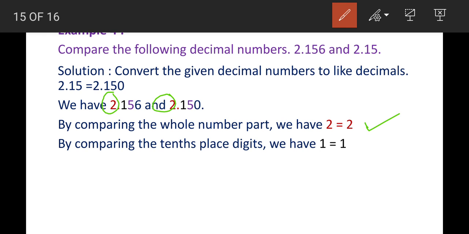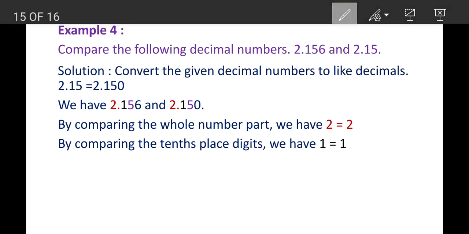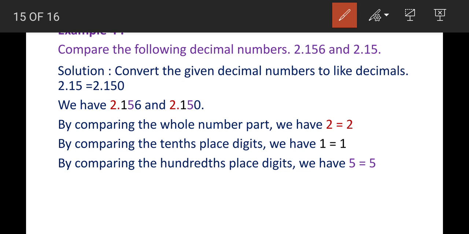Move to the next one: compare the 10th place digit. Here the 10th place digit is 1. We have to compare the 10th place digits and both are the same, that is, 1 equals 1. Next move to the 100th place digit. It is 5 and 5. Again both are the same, 5 equals 5.